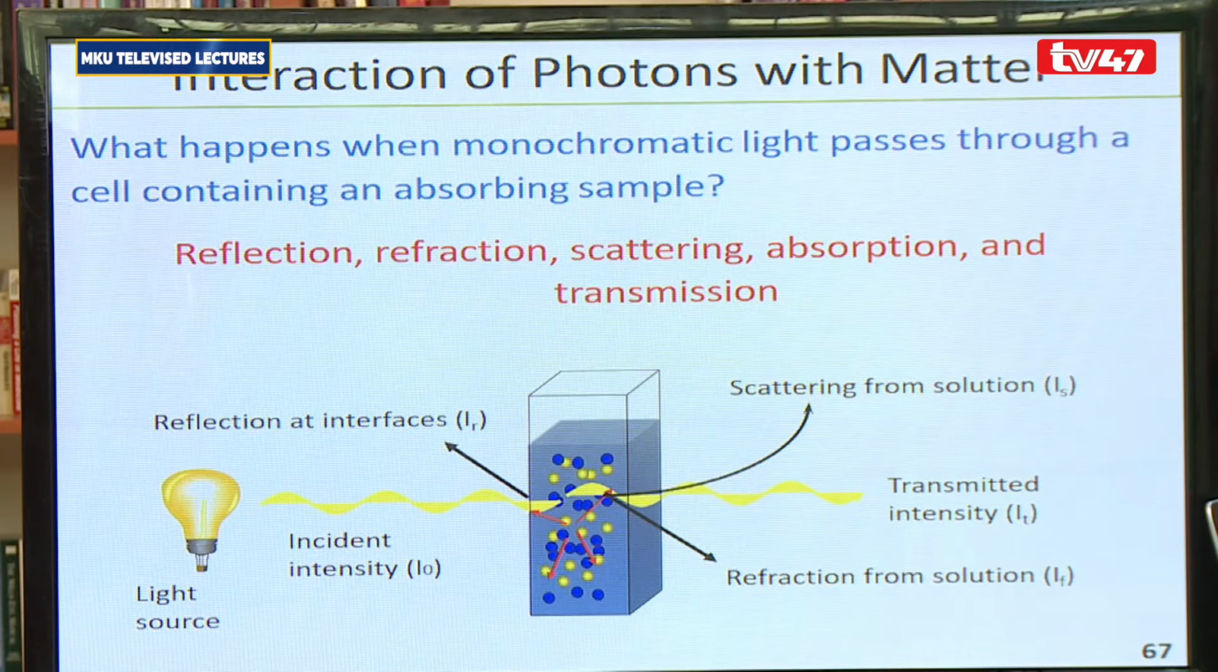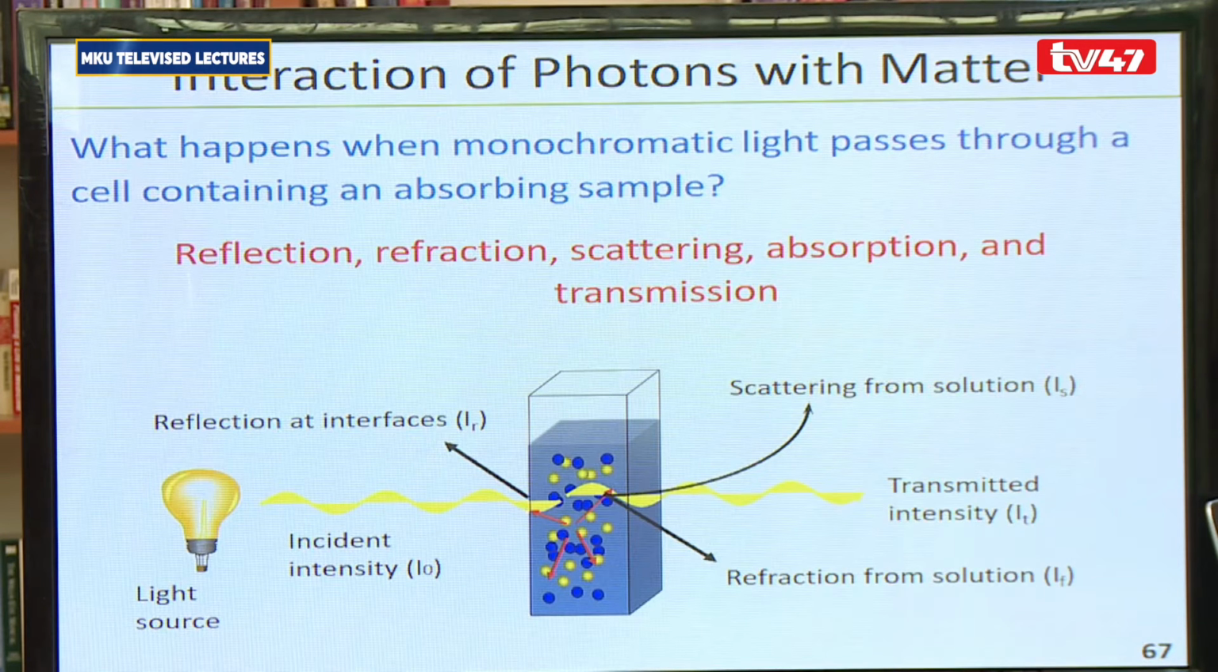We said it can involve things like reflection, especially at the surfaces. Remember, we are using glass cuvettes. So when light comes in through the surface, some of it will be reflected, some of it will be allowed to go through. Whatever is allowed to go through, some of it will be scattered. Again, as the light is coming out of the cuvette on the other side, some of it will be refracted, and some of it will be transmitted.